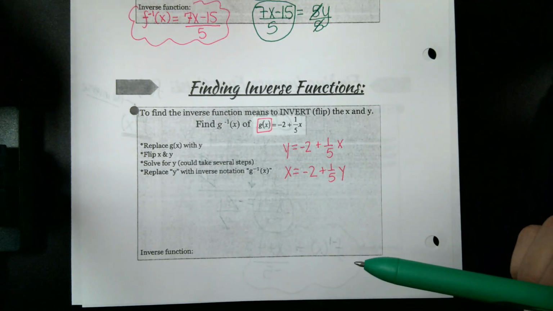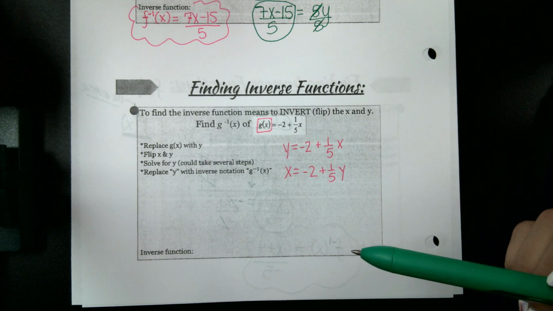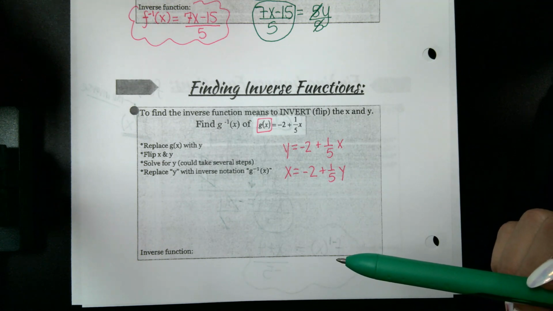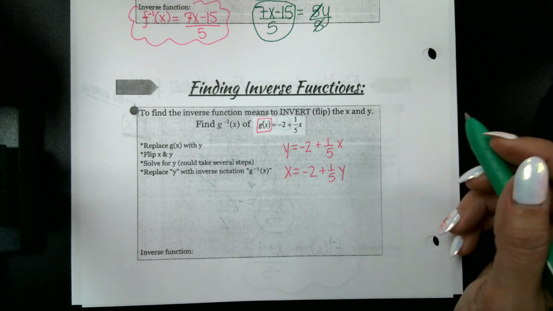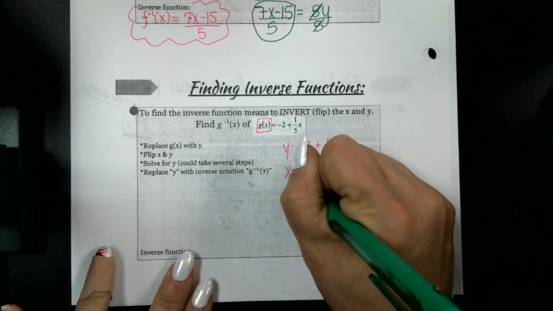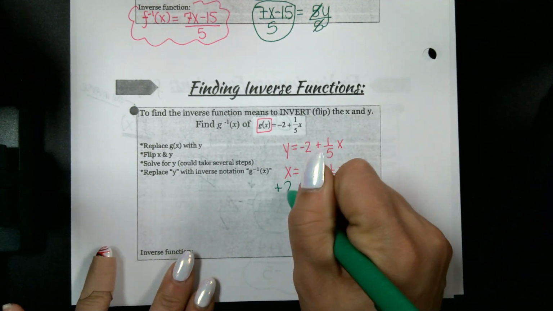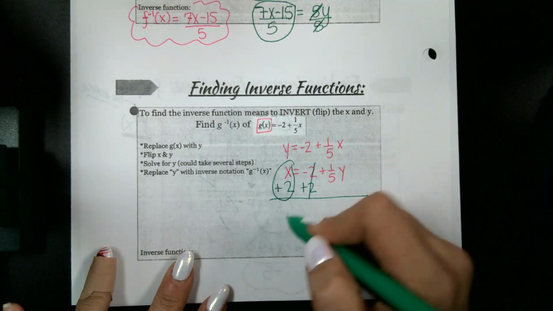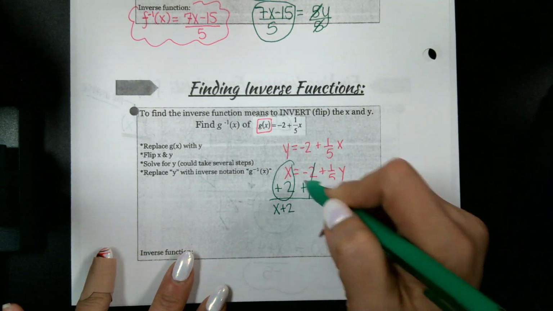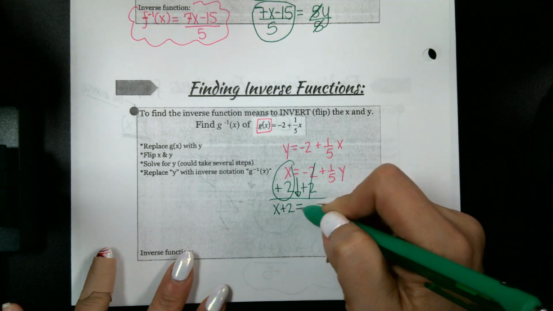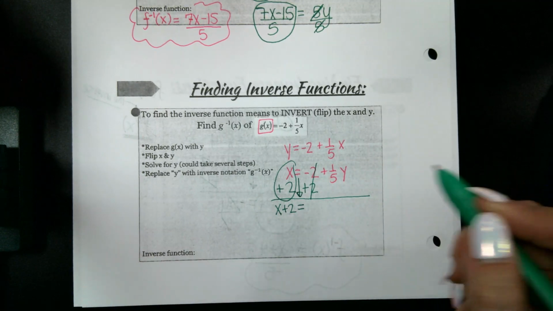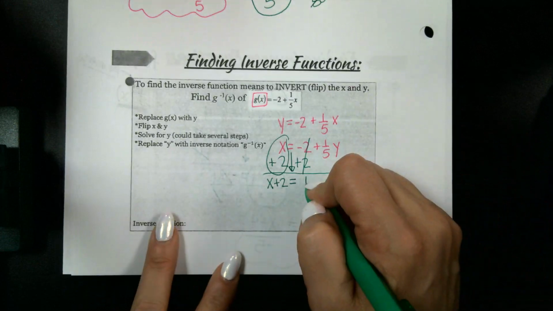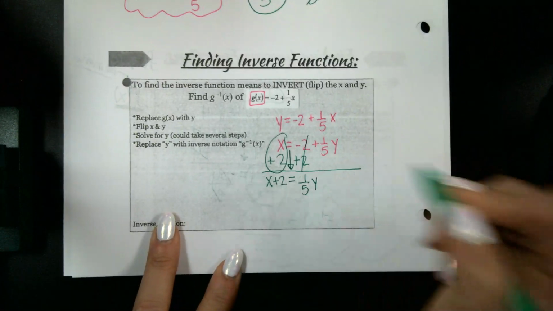Yeah. So divide by... Well, not add a negative, but add a positive, right? That's what would cancel out. Yeah. We're going to add 2 to both sides. So on the left-hand side, x plus 2, then equals, and then on the right side, we have 1/5 y.